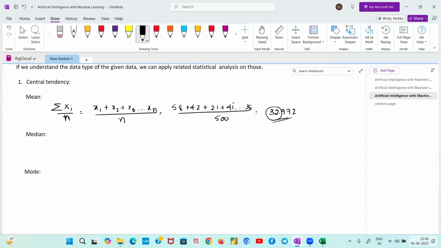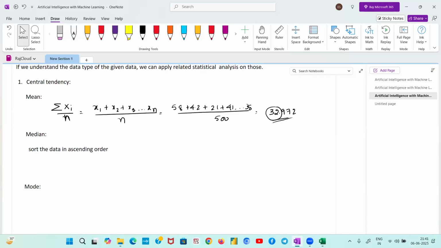Similarly, we have another measure called median. What will the median do? Median also does a similar kind of calculation. Median can be done in two varieties. One is to sort the data in ascending order.